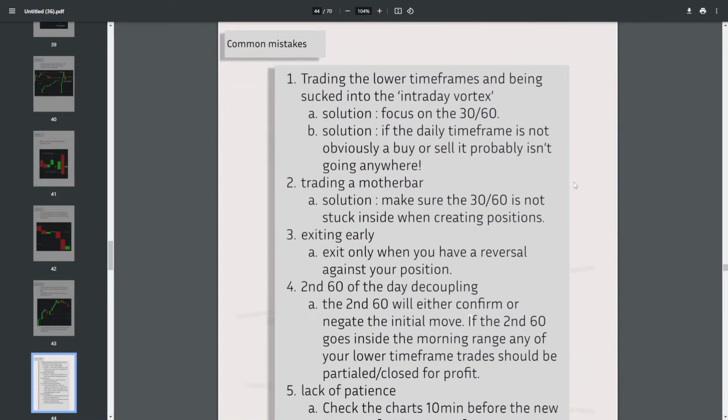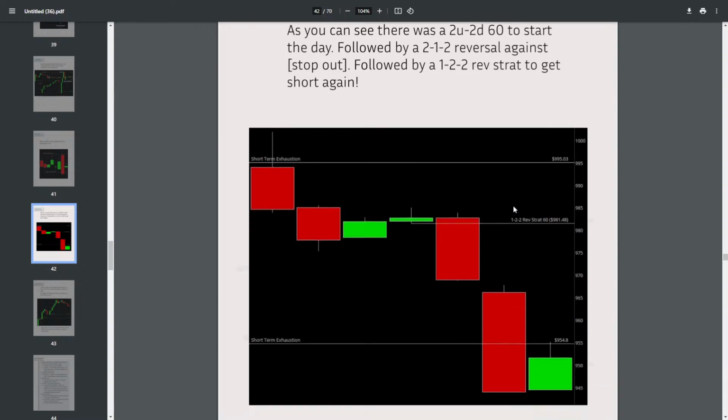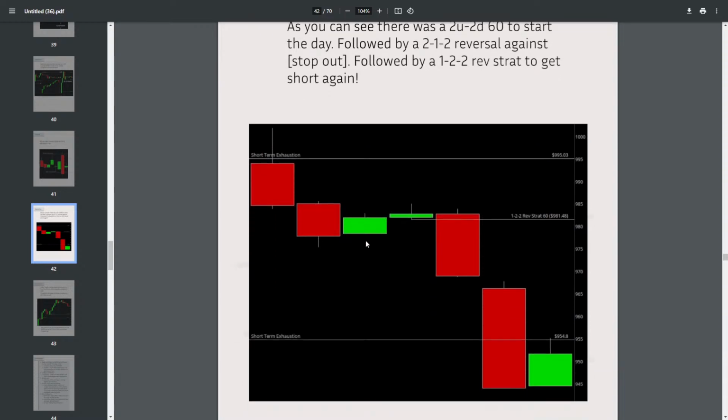So the second thing is trading a mother bar. The solution is to make sure the 30-60 is not stuck inside when you create positions. So for example, if we scroll back up here, if you're in here and you're trying to take the inside 60 break higher, what you're doing is you're buying nowhere near taking out the morning highs. So you'll see these two 60s are stuck inside of the first two, combining what we can see, right? So this is a 60 chart. The first two 60s trade lower. These two 60s go stuck inside.